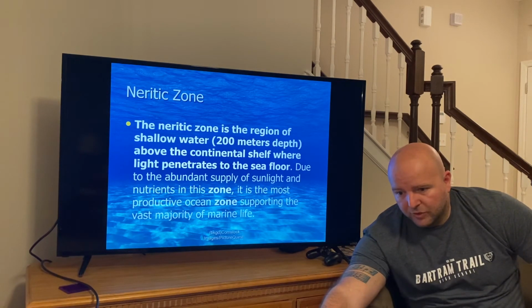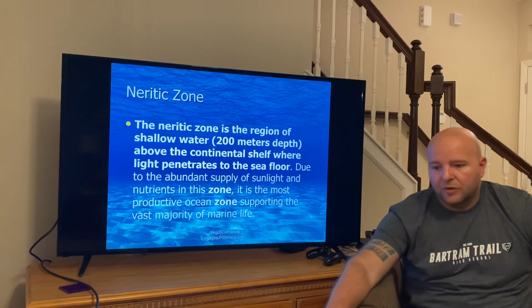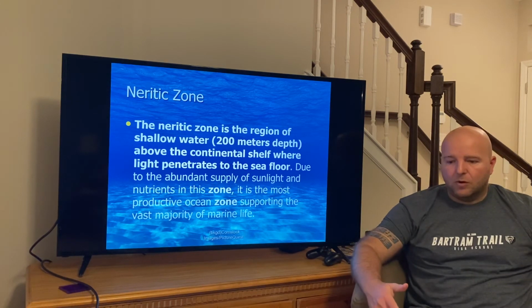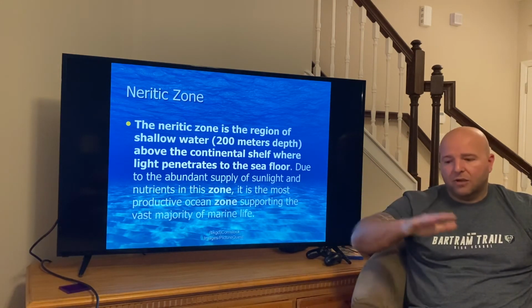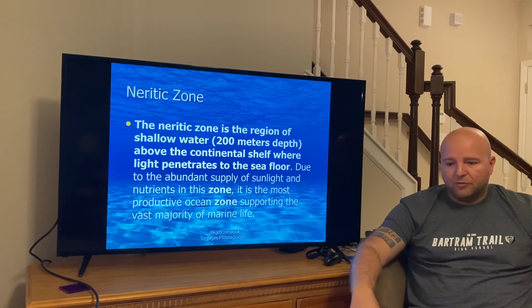Moving on to neritic zone. The neritic zone is the region of shallow water above the continental shelf. So we're not along the seafloor now, we're in the water itself, above the seafloor for the neritic zone. So up to 200 meters deep. This is above the shelf.